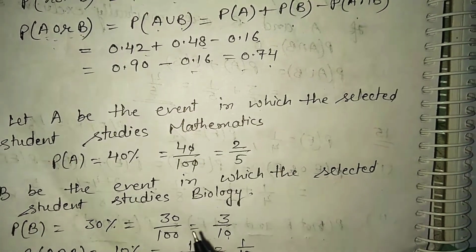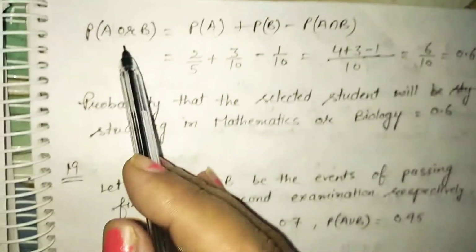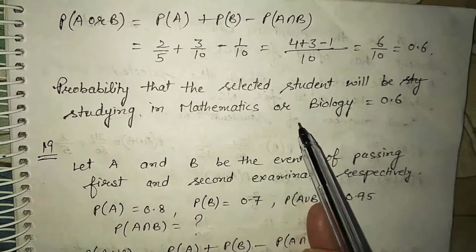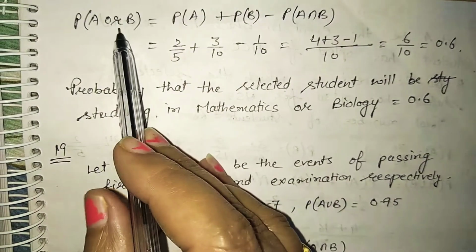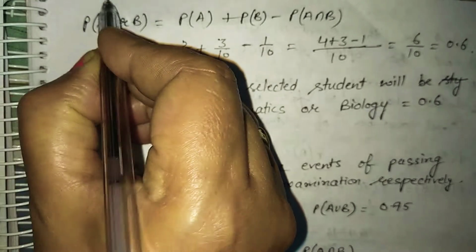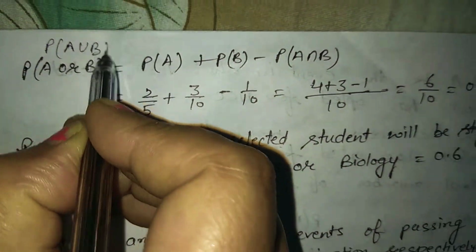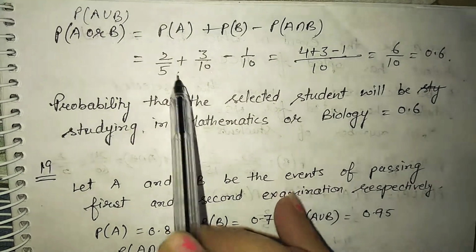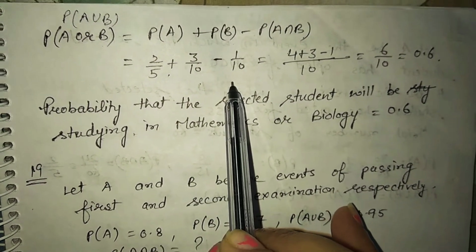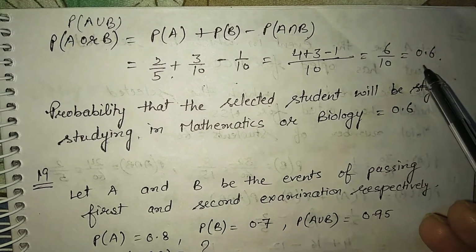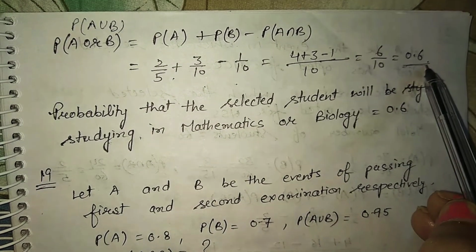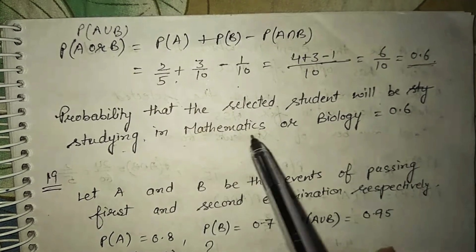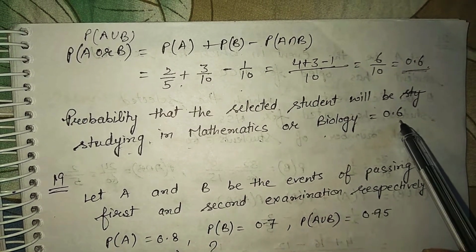And we have to find out P(A or B). A or B means the selected student will be studying mathematics or biology. Or means we have to find out union. So we can write P(A union B). So what is P(A union B)? P(A) plus P(B) minus P(A intersection B). What is P(A)? 2 by 5. What is P(B)? 3 by 10. What is P(A intersection B)? 1 by 10. After solving, we will get 6 upon 10. That means 0.6. And this is the probability that the selected student will be studying mathematics or biology, that is 0.6.